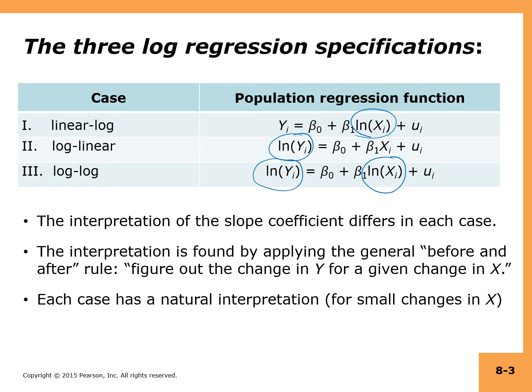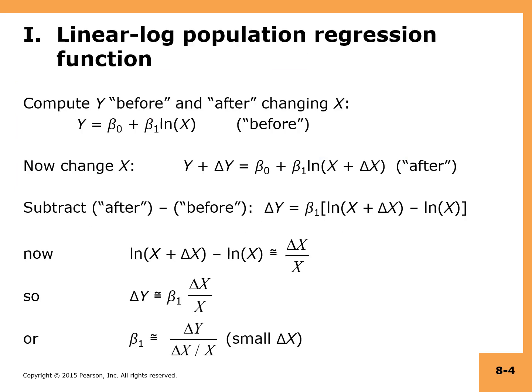In each of these cases, the interpretation of the coefficient beta 1 changes. And we're going to talk about why we interpret it a certain way and how to interpret it. A lot of this will involve math, and you don't need to memorize the math formulas, but it's important to understand how to interpret these coefficients and why they are interpreted that way. So let's start off with the linear-log case.